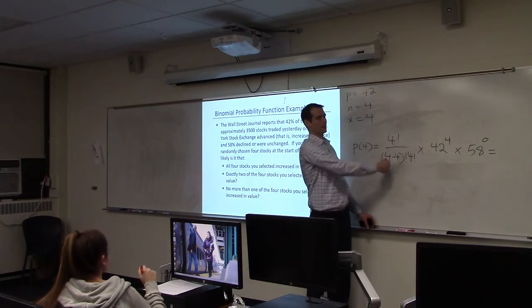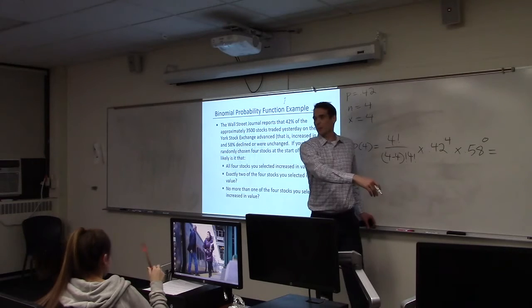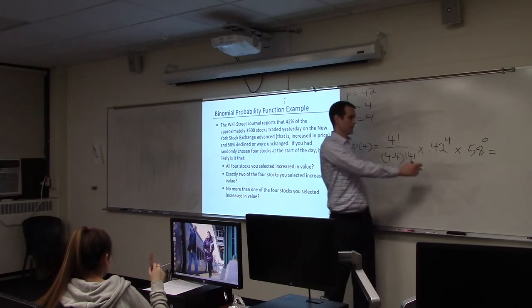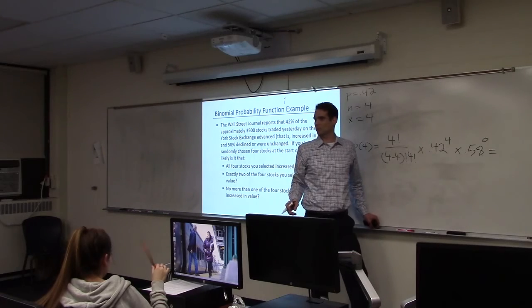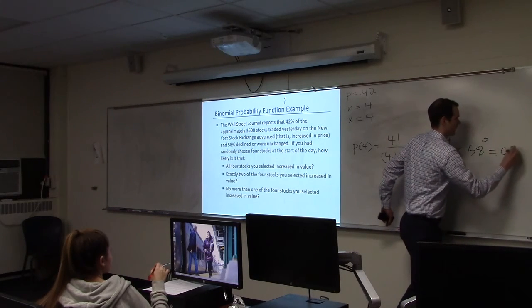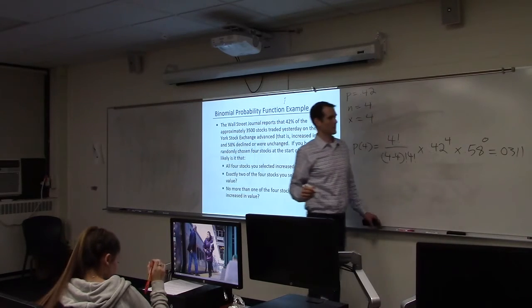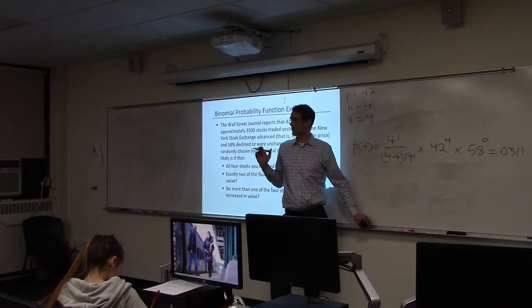So this is 1, this cancels. This 0.58 to the 0 power, that's 1, that cancels. So all you need is the 0.42 raised to the 4th power, right? 0.0311. So about 3%. About a 3% chance of this happening?